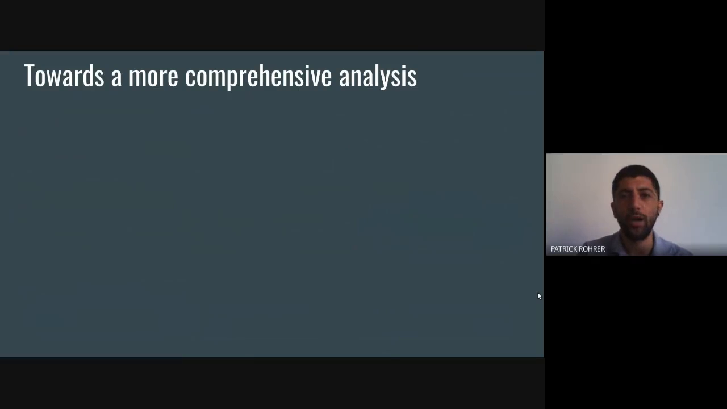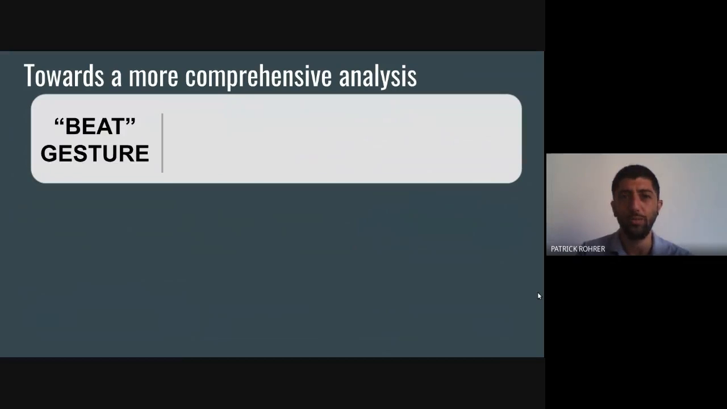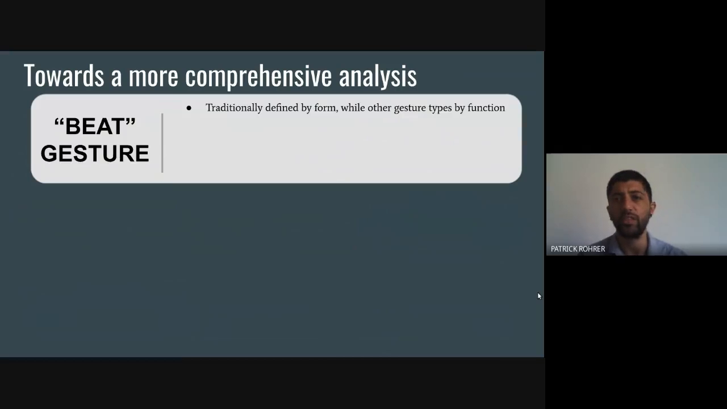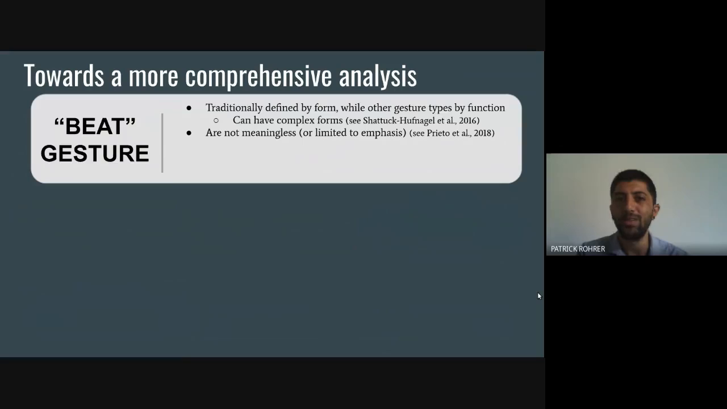So some of the reasons why we believe this: first, we can look at the term beat gesture and this group of gestures, let's say. Like I said, these are traditionally defined by form as being simple up and down movements of the hand, while the other gesture types have been defined by their function. But if we look at the form, studies have shown that, of course, these gestures can also have complex forms. They can include preparation, strokes, holds, etc. Another thing is that we don't believe that these gestures are meaningless or limited to adding emphasis, but in fact, they bring a very wide range of pragmatic value to speech.